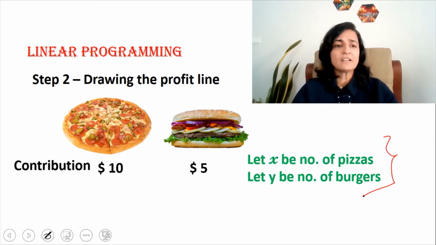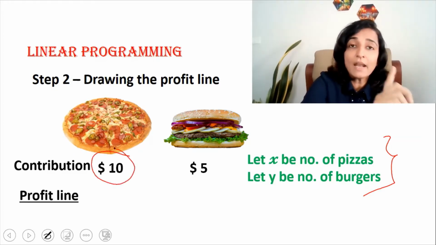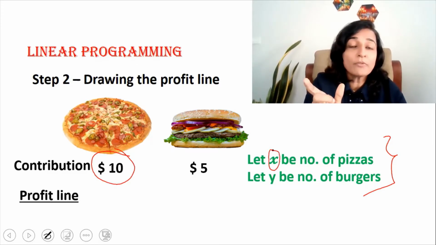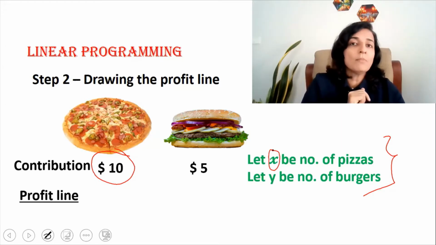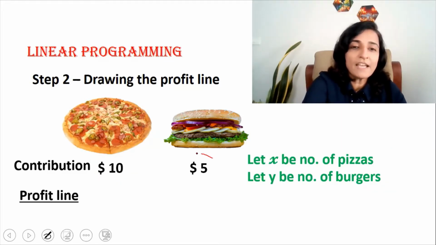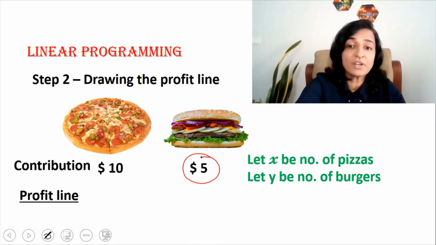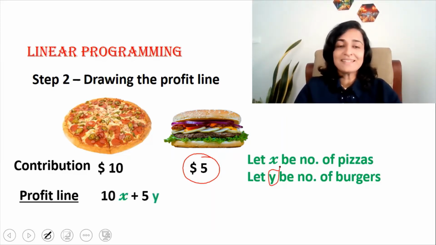Now, what will be the profit line? The profit line will be 1 unit of pizza contributes $10. And how many units are we manufacturing? X units. So what is the total profit of the pizza? 10 into X, 10X. And for burgers, $5 is the contribution per burger. And how many burgers are we manufacturing? Y burgers. So what is the total profit of burgers? 5 into Y. So the profit line will be 10X plus 5Y.